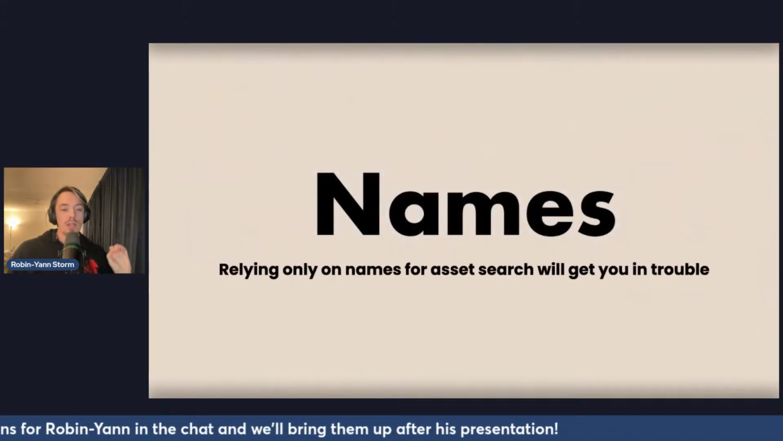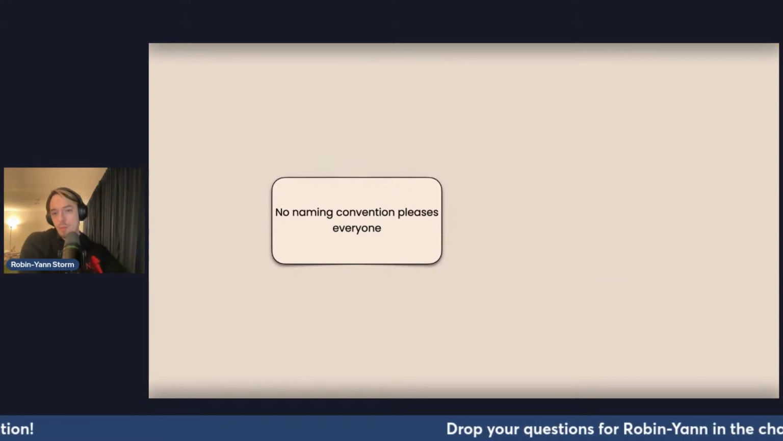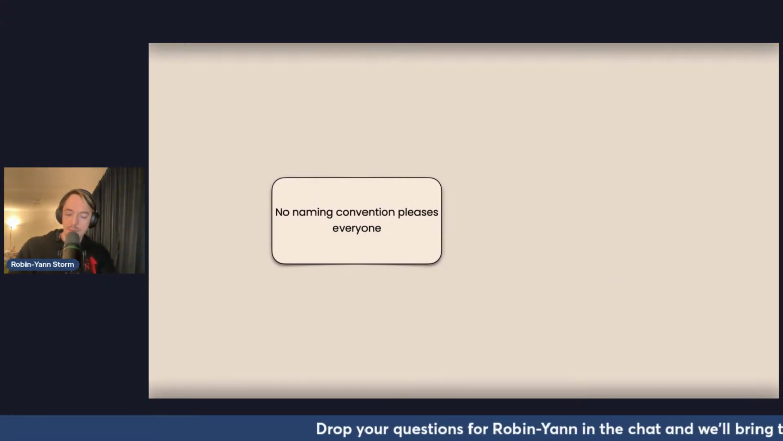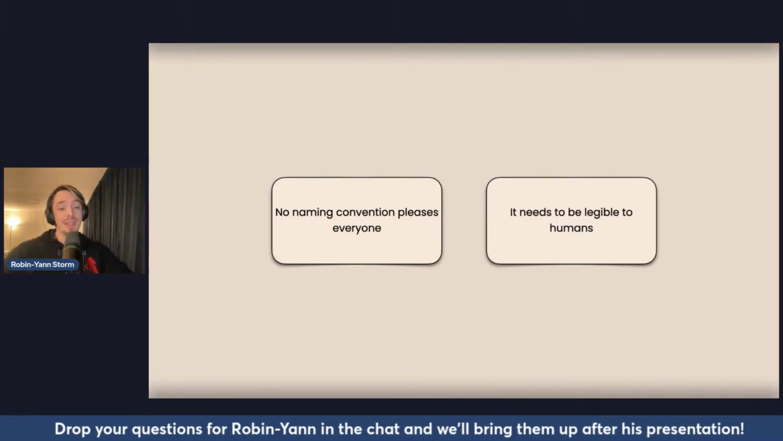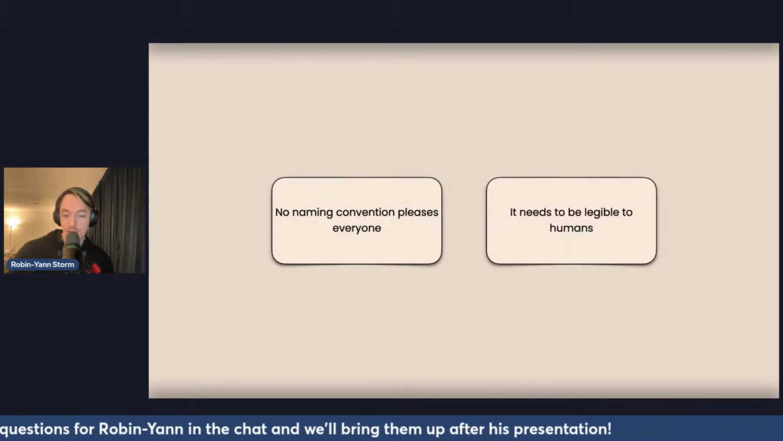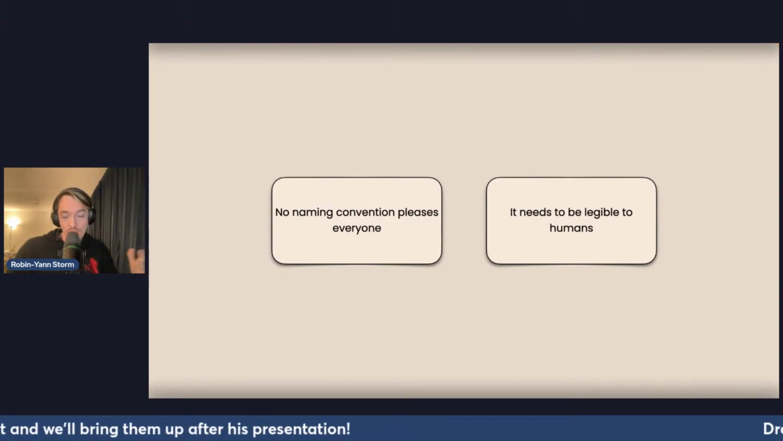Names. Relying only on names for asset search will get you in trouble over the long run. And let me show you how. So no naming convention pleases everyone, right? It's impossible to make a naming convention that everyone is happy with. And of course, it also needs to be legible to humans, everyone needs to understand it, but it also needs to fit the technical needs of the pipeline. So you kind of need to do everything all at the same time.